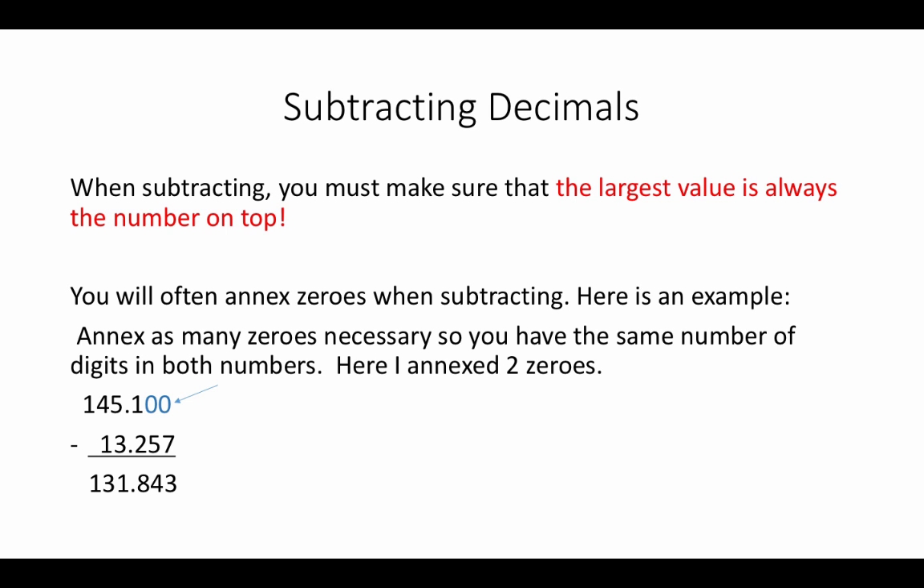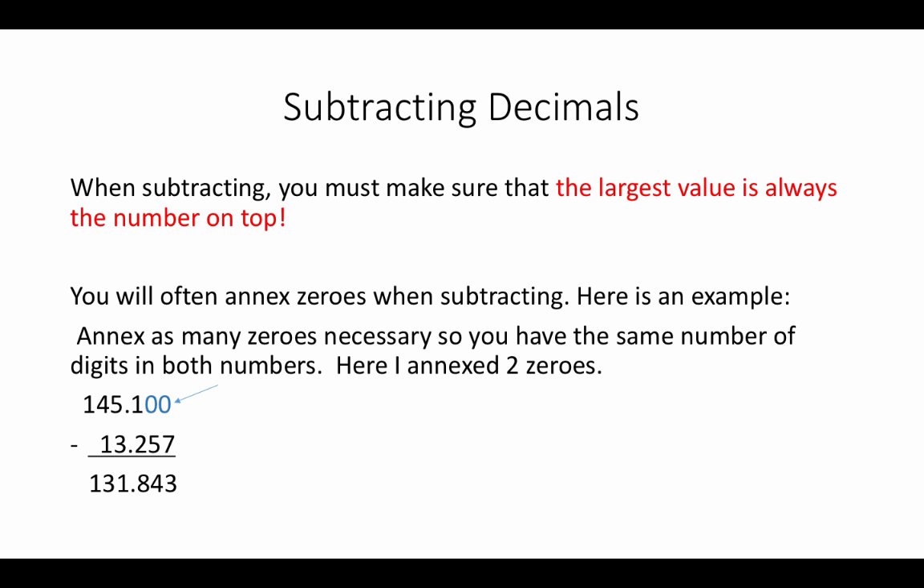So notice that the bottom number, although it has more digits, is still smaller than 145 and 1/10. So please don't get confused and think the more the digits, the higher the value. So what I needed to do, and here again I did it in blue, was I annexed 2 zeros. So I now have 3 digits behind each decimal.